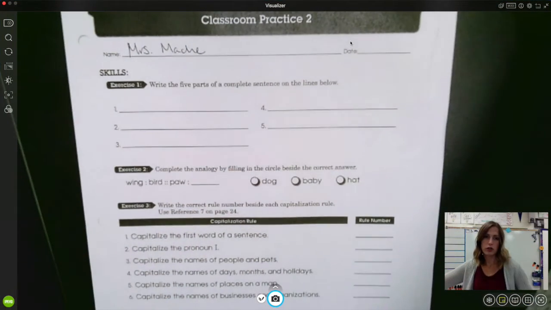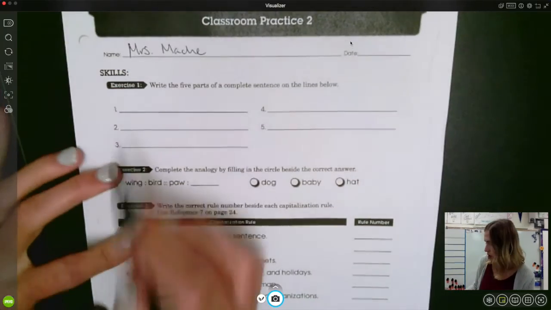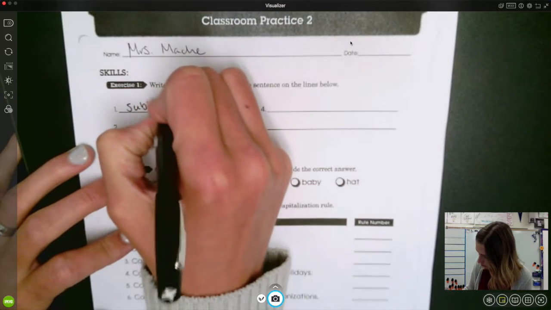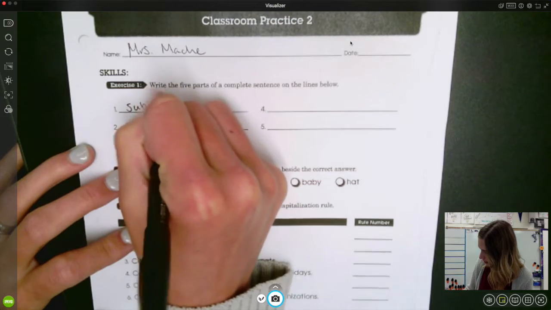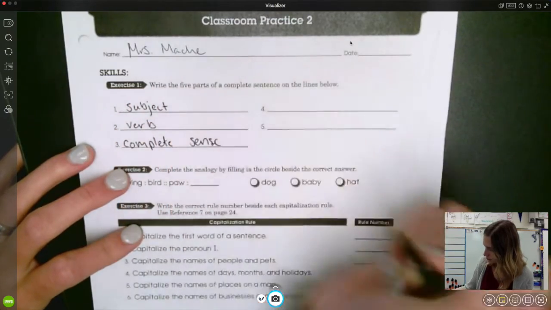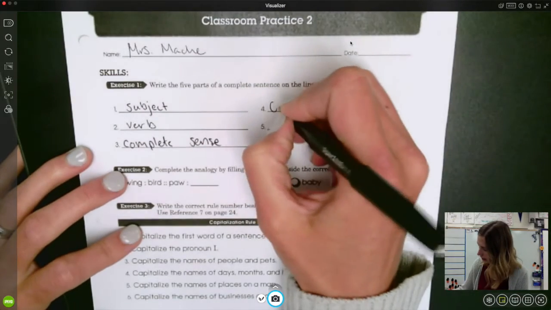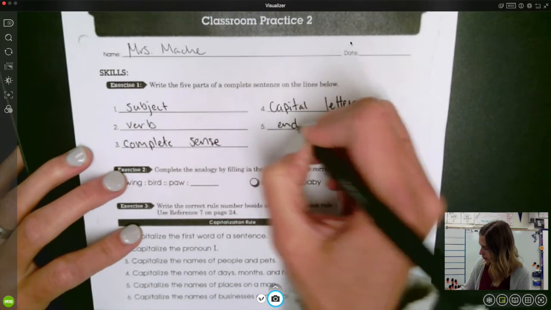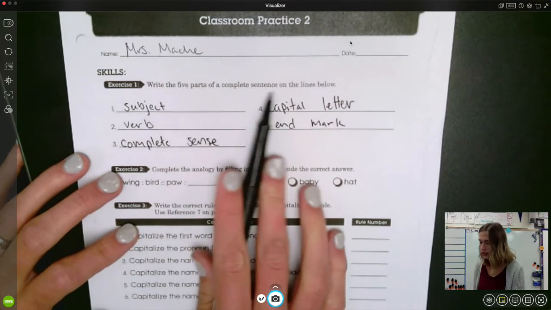In your sentence jingle, you just heard the 5 parts of a complete sentence. So, subject, verb, and complete sense with a capital letter and an end mark too. Those are the 5 things we're going to write right here. So, subject, verb, complete sense, with a capital letter and an end mark. All right, so those are the 5 parts of a complete sentence.